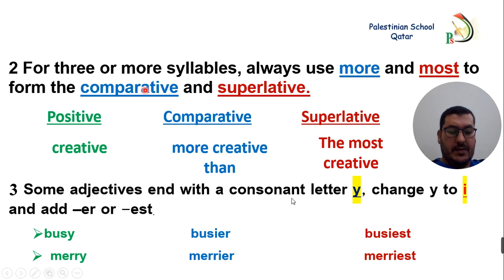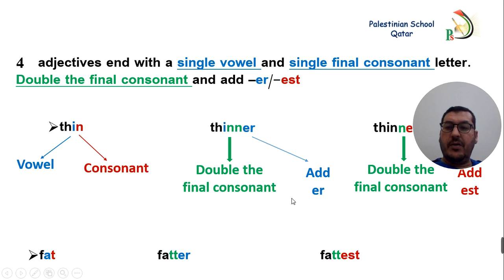Okay, now number 4, adjectives that end with a single vowel and single final consonant letter. So double the final consonant and add er or est. And the example is this: thin. It ends with a consonant, n is a consonant, and it is preceded by a vowel. So in this case, what do we do? We double the n, it becomes thinner. We double n and we add er, double the final consonant and we add er.